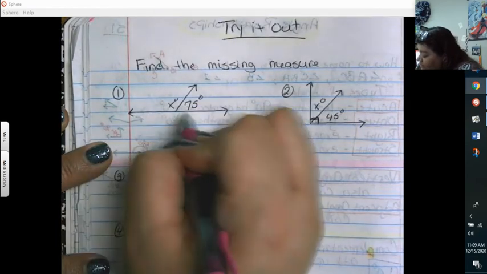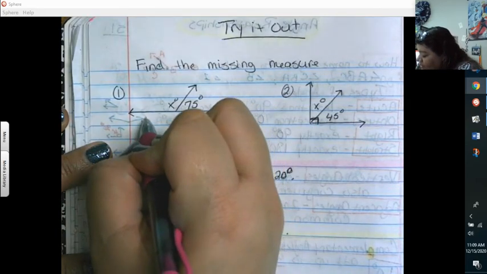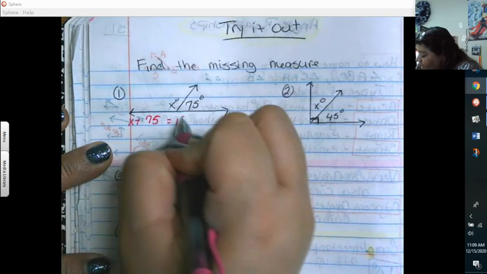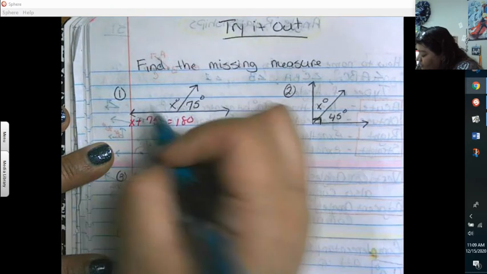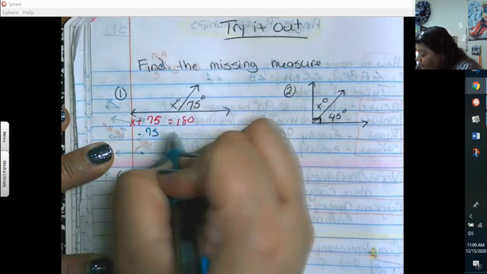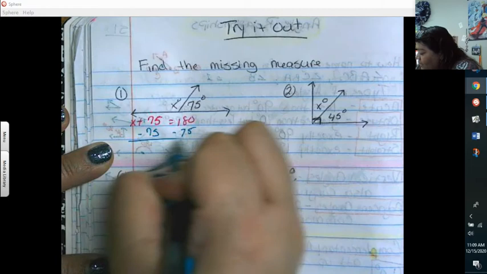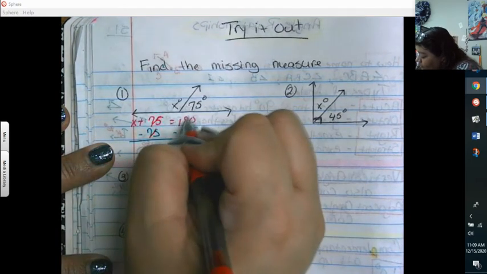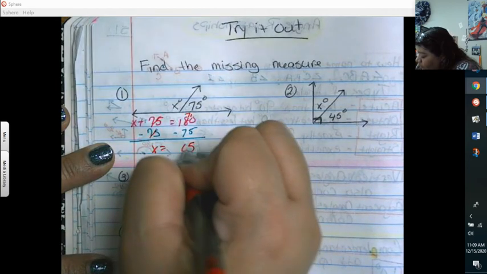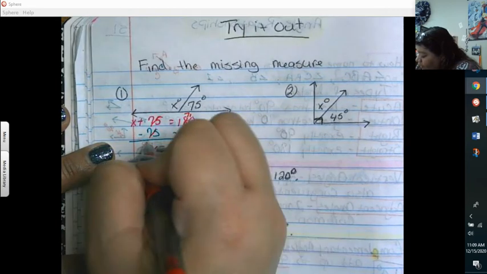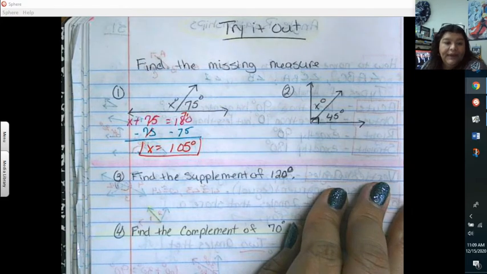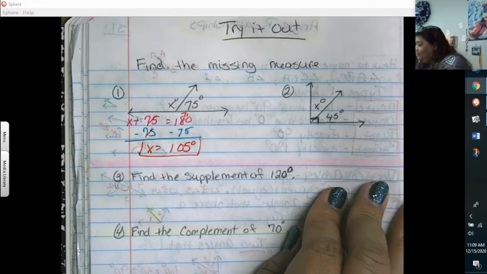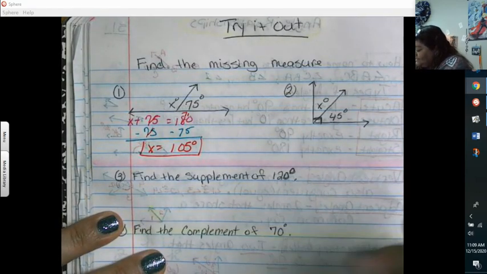Okay, over here, you should have noticed that this was a supplementary angle. So x plus 75 will give me 180. Then you should have noticed that you should have subtracted by 75, and that will give you 105 degrees. 105 degrees for number 1. Okay, so check your work. Check my work. If I got it wrong, let me know. Okay, all right, that's number 1.